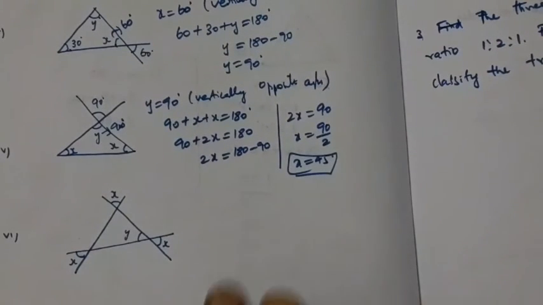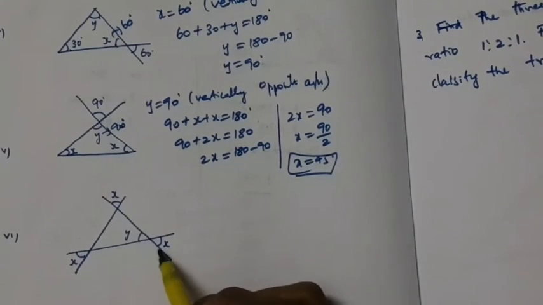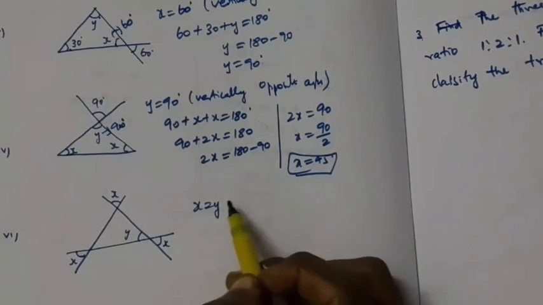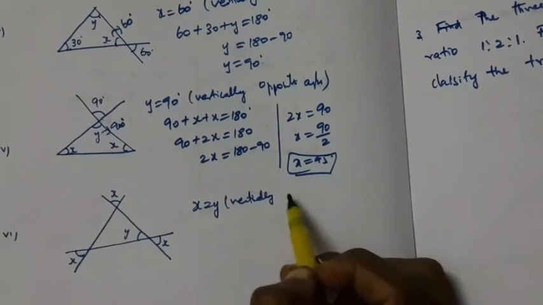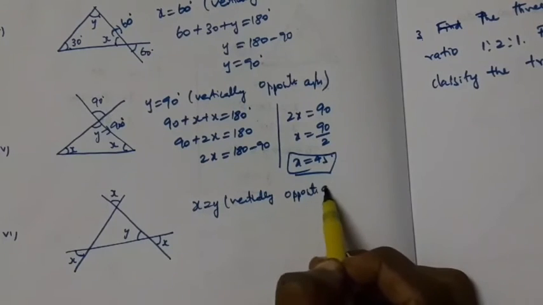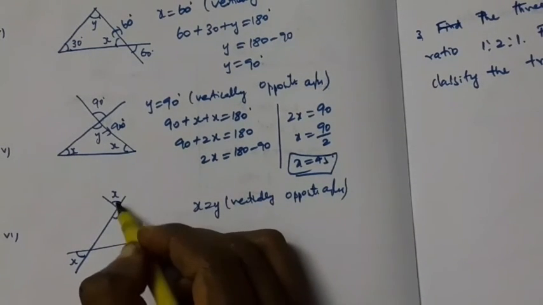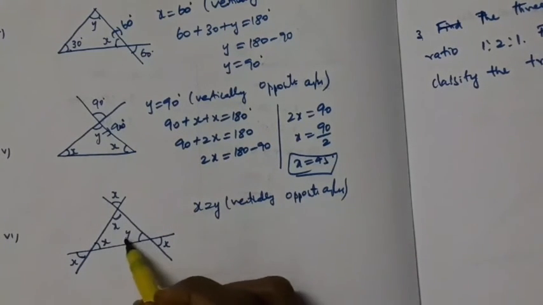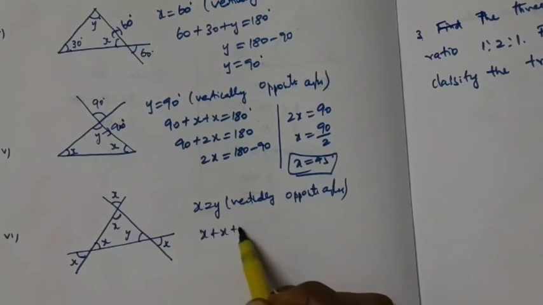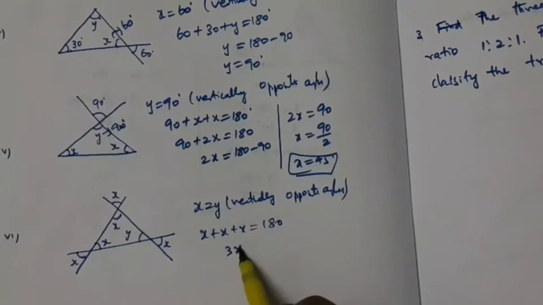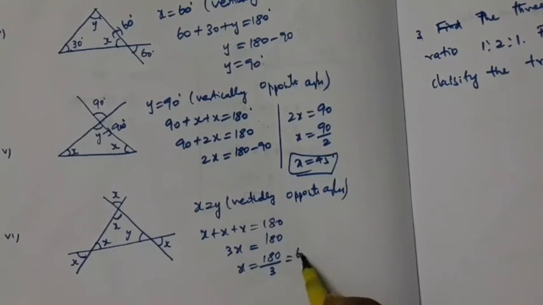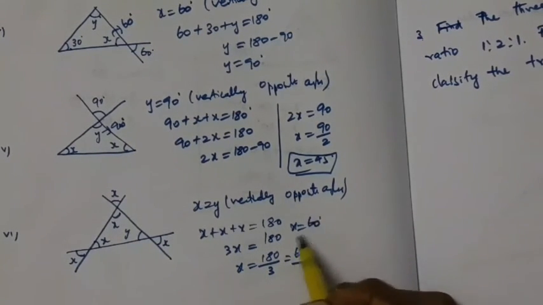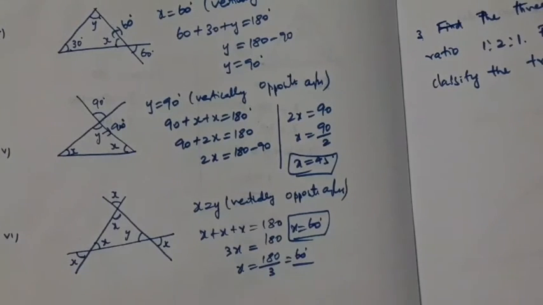And here you can see these are vertically opposite angles. x and y are vertically opposite angles, so first of all, x equals y, because they are vertically opposite angles. Here also they are vertically opposite, so here is also x. So x plus x plus x equals 180, which is 3x equals 180, x equals 180 divided by 3, that is equal to 60 degrees. This is an equilateral triangle. x equals 60 degrees.